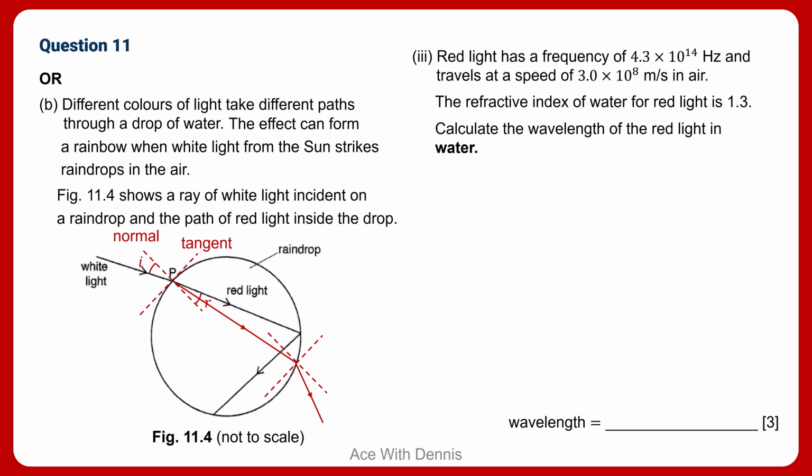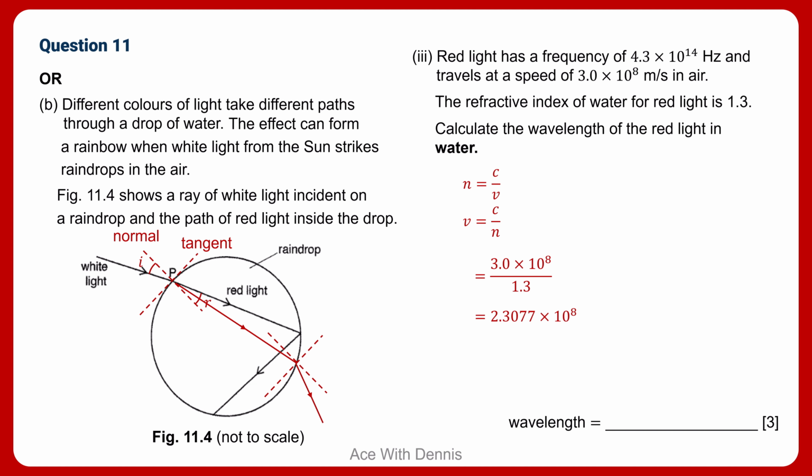Okay, since we want to calculate the wavelength of the red light, we need to know the speed of the red light in the water. Using the refractive index formula, n equals c over v, then v will be c over n. So c is the speed of the red light in the air, which is 3 times 10 to the power 8, and n is the refractive index, which is 1.3. We get the speed of the red light in the water, which is 2.3077 times 10 to the power 8 meters per second.